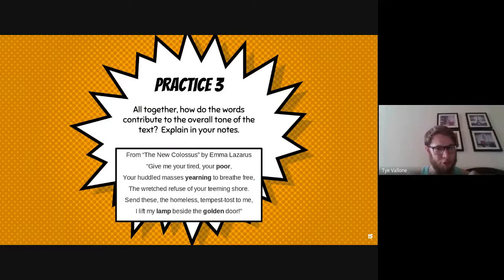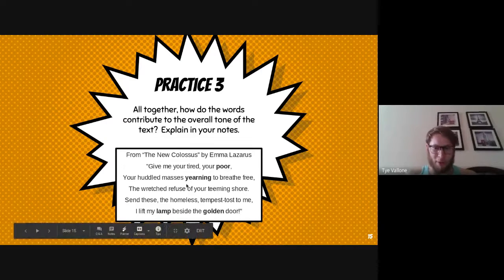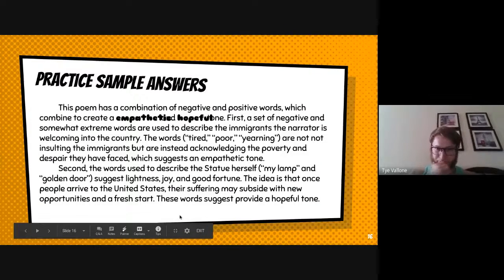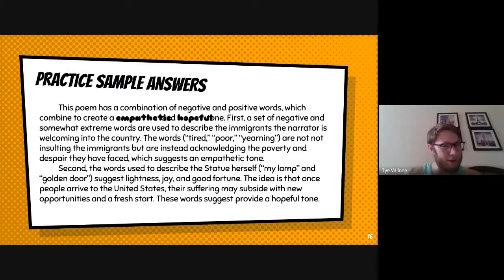And so here's a little bit more practice with this same poem about how to figure out the impact on the tone. So we have the same blurb here. Give me your tired, your poor, your huddled masses yearning to breathe free. The wretched refuse of your teeming shore, send these, the homeless, tempest-tossed to me. I lift my lamp beside the golden door. So there's a lot of text here.